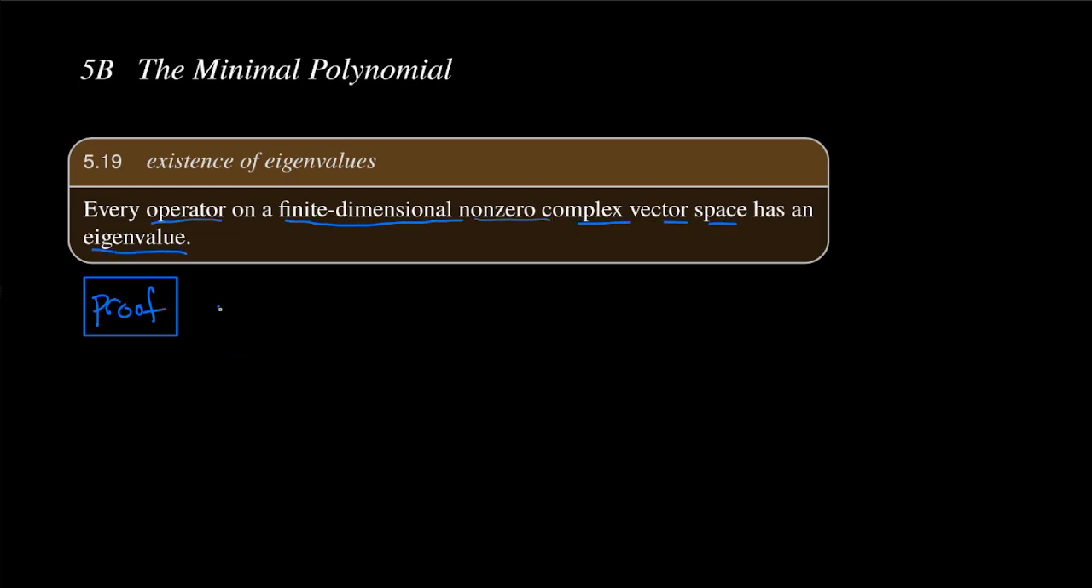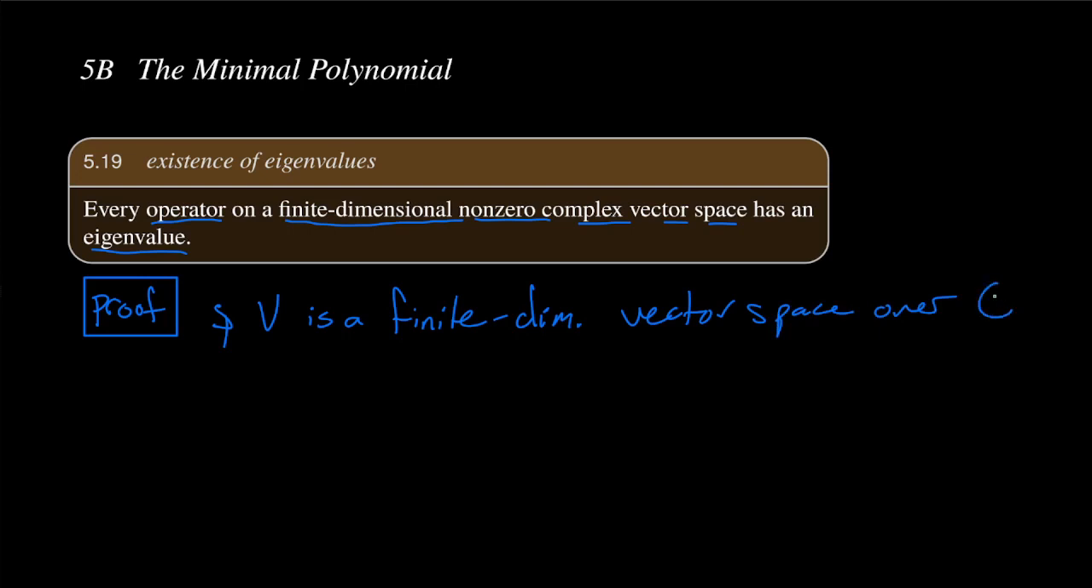Okay, so let's show this. What we're starting with is V. Suppose V is a finite dimensional vector space over C, and T is an operator on V. That is a linear map from V to itself. Let the dimension of V be n, which necessarily, since we're saying it's finite dimensional, is less than infinity. Okay, cool. So it's actually like a regular old finite number. All right.